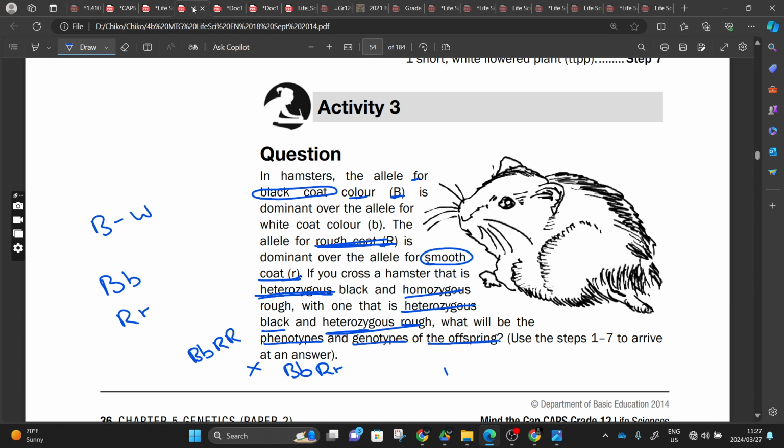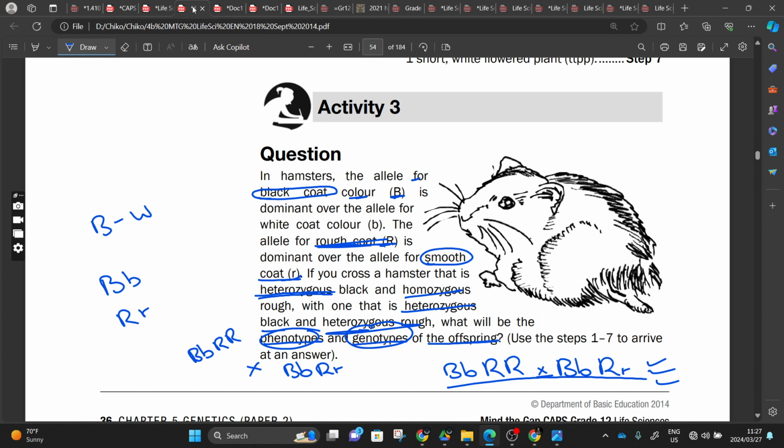So now you are crossing this. Let's write: you are crossing Bb, capital RR, multiplied by Bb, capital R, small r. So now you have to decode the question, do you understand? At the end of the question, you should have this. Then you can say what is compulsory: the phenotype and the genotype of the offspring. If you manage to decode it, the dihybrid cross, good. Because if you fail to come up with this, you are going to fail everything in that.